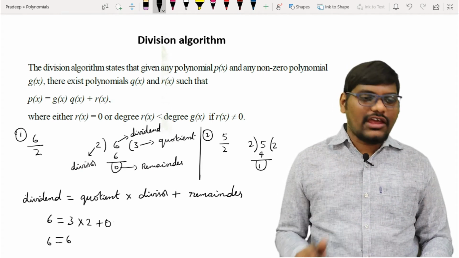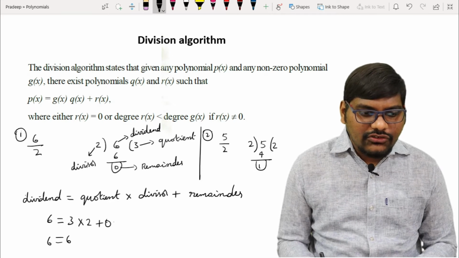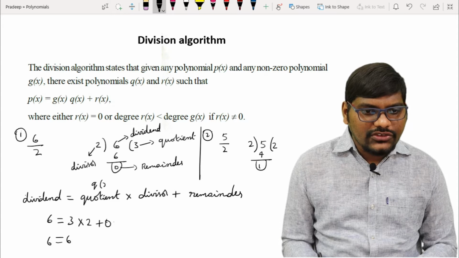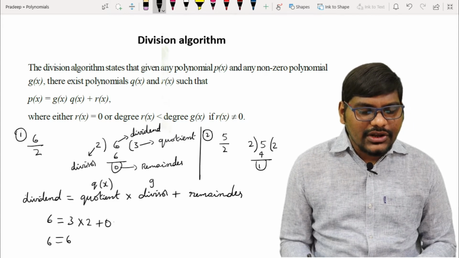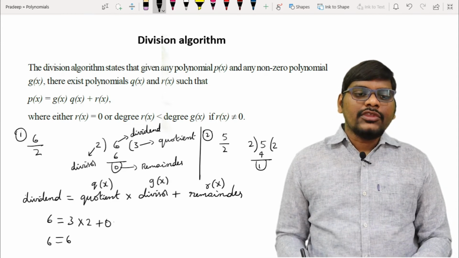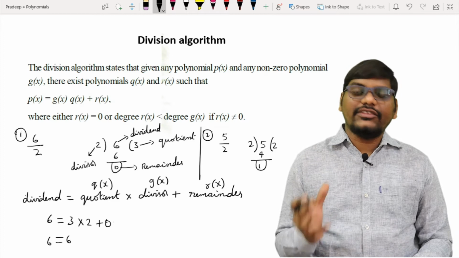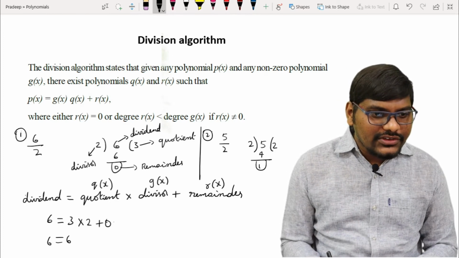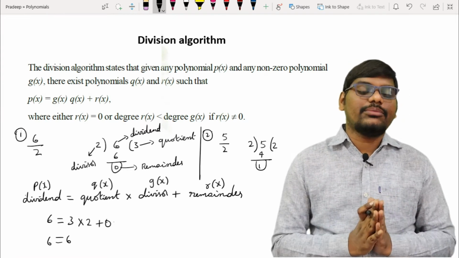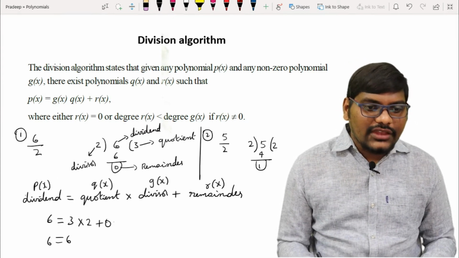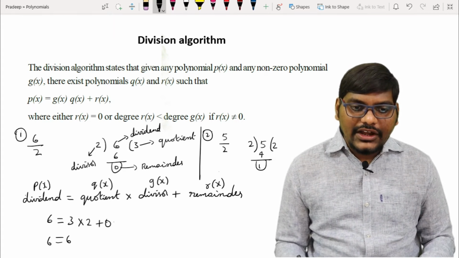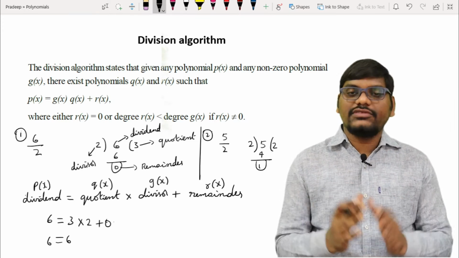However, I have to mention a few things. The quotient we will write as q of x, whereas the divisor we will represent as g of x, and the remainder as r of x. Because we are taking x as the variable, the dividend we will take as p of x. So in all the problems, the dividend is represented by p of x, the quotient by q of x, the divisor by g of x, and the remainder by r of x. I hope this is very clear to you.